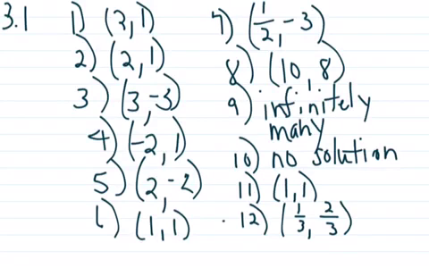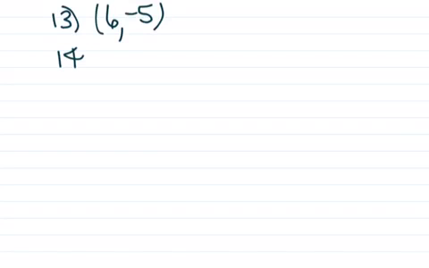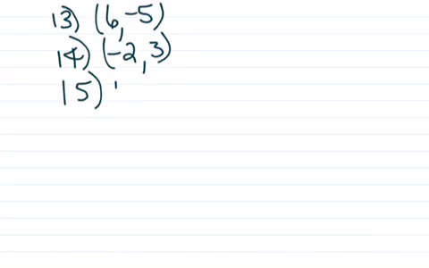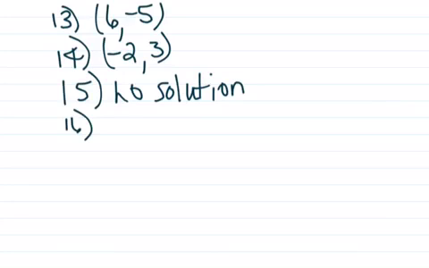I will be working that one for you in just a minute. Number 13 is 6, negative 5. Number 14 is negative 2, 3. Number 15 is no solution. And number 16, I'll be working for you in just a minute, but it's 12 socks and 15 shorts.